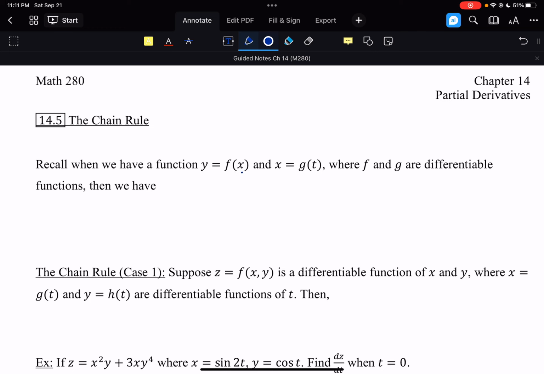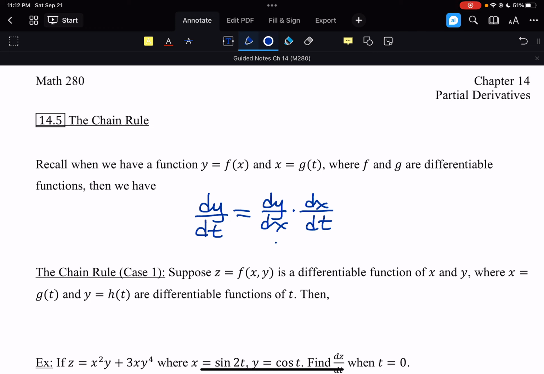If we look back to the original version of the chain rule, we have a function y equals f of x, and x is a function g of t, where f and g are differentiable functions. Then the derivative of y with respect to t is equal to dy dx times dx dt.